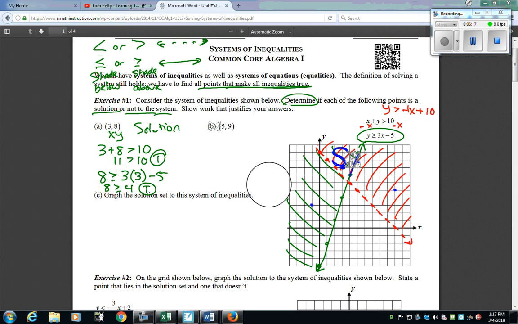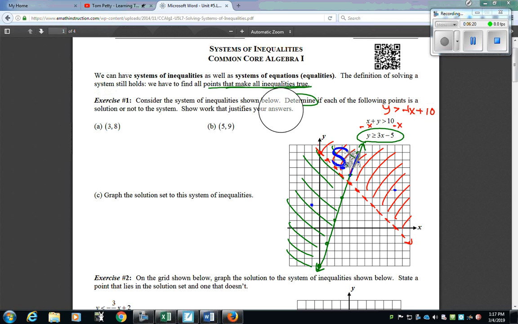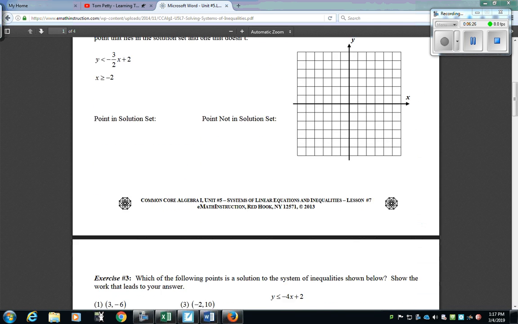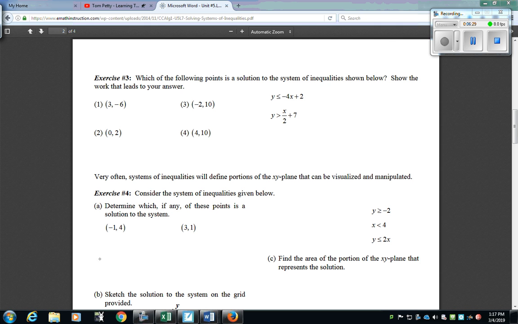Now we're going to look at a multiple choice question. If you go to the back of this page, exercise 3, they're asking which of the following points is the solution. So I know by the word which that it's going to be a multiple choice question. Show the work that leads to your answer. So we've got the two inequalities, and I'm going to show you one of the examples, and then I'm going to have you find the right answer from the remaining four. So let's say I think answer 2 might be the answer. Again, we have an x and a y value. We have to make sure that it checks in both inequalities.